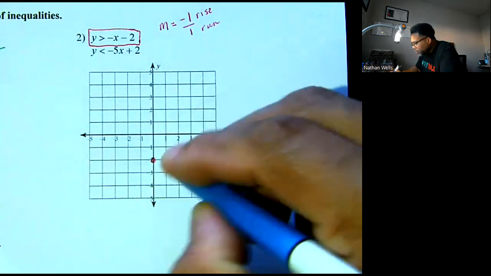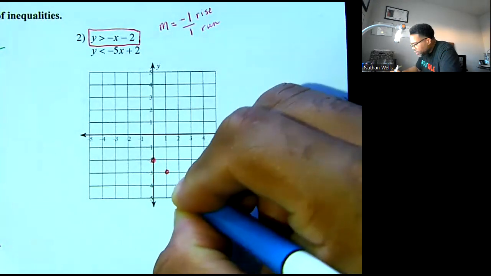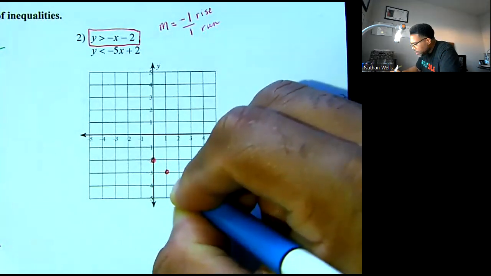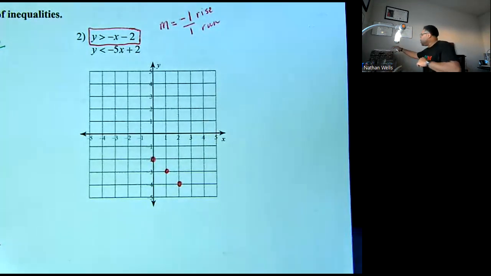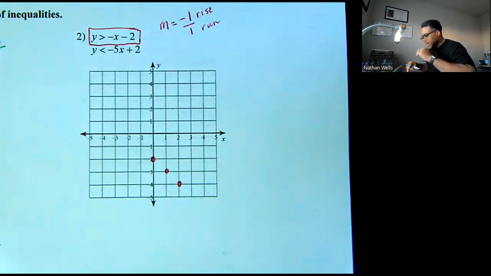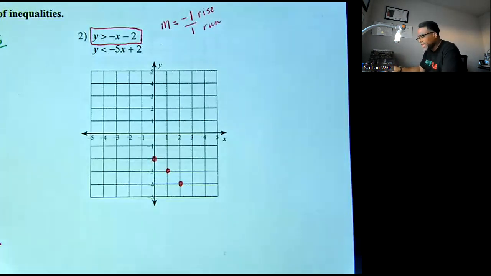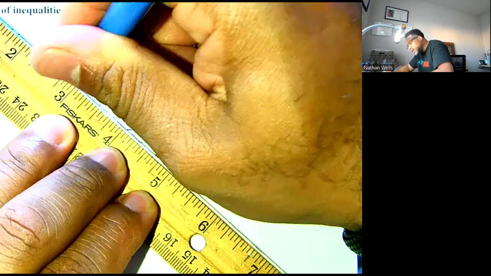So fall 1, run 1. You only need 2 points in order to graph a line, but in this case, it's an inequality, and because it is a greater than sign, it is a dotted line, a dashed line, I should say.